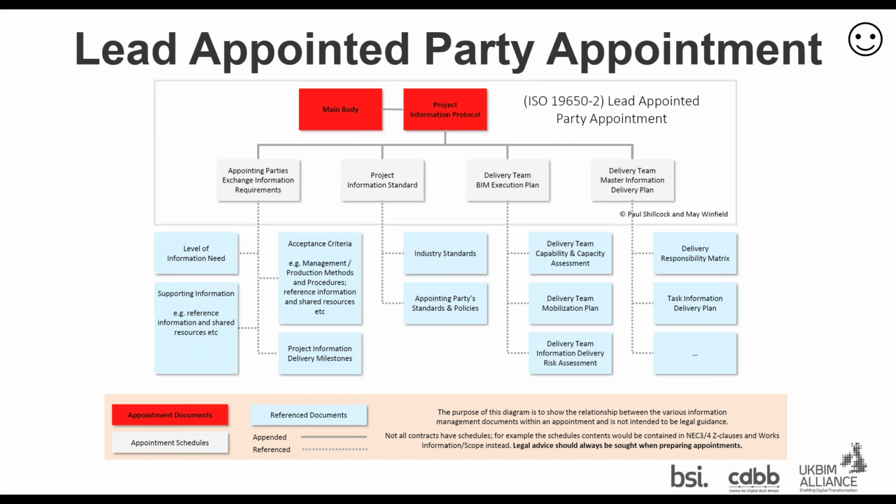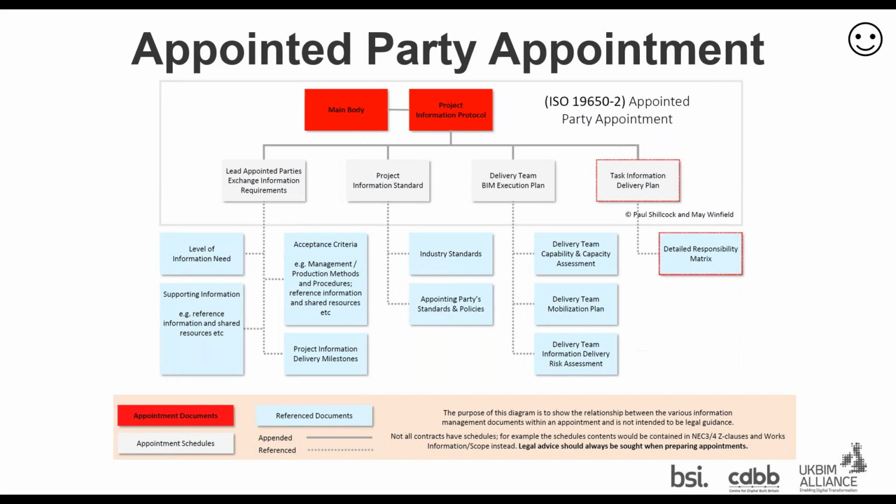Now, interestingly, if we just move to the next slide, there's a very subtle difference between what a lead appointed party and an appointed party, so a supply chain member of the lead appointed party, would expect to see in an appointment. And if you just do one more click, Craig, I'll just highlight those. The difference is the lead appointed party gets the exchange information requirements from the client, the appointing party. They then put their exchange information requirements down to each of their supply chain partners. So that may contain what the client wants, but also anything additional. It's almost like a filtered and enhanced version of what the lead appointed party may want from that particular appointment.